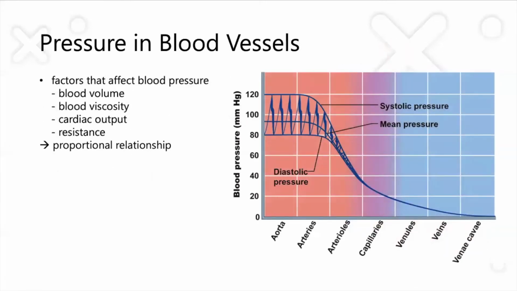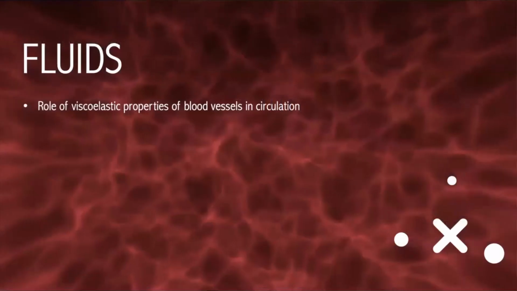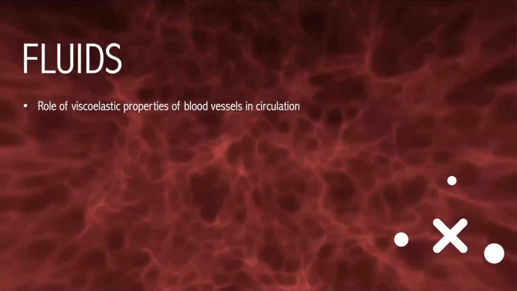We have different factors that affect the blood pressure, such as the blood volume, blood viscosity, cardiac output, and the resistance. And those are all in a proportional relationship. And as you can see here in the diagram, the pressure decreases in the direction from the aorta to the veins.